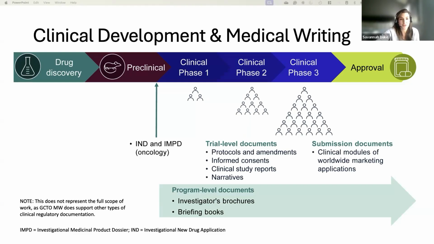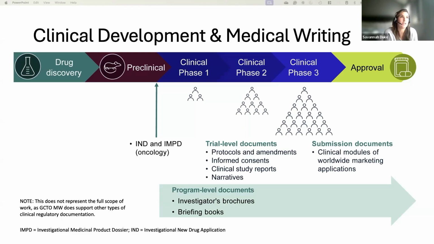I'm sure you're all aware of the drug development process, the drug discovery all the way through approval. There's several different steps. And so medical writers are actually part of the clinical trial team, at least at Merck, and we support the clinical development process at almost all stages of clinical development. So, for example, we lead the development of documents that enable the clinical and approval phases of the drug development cycle.